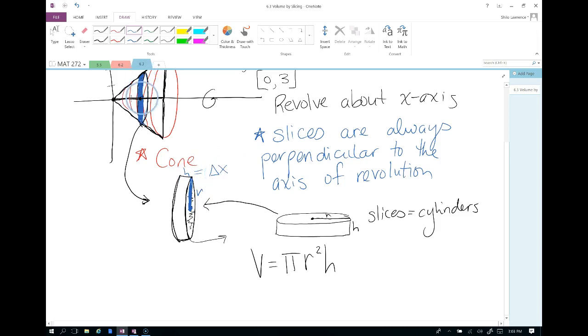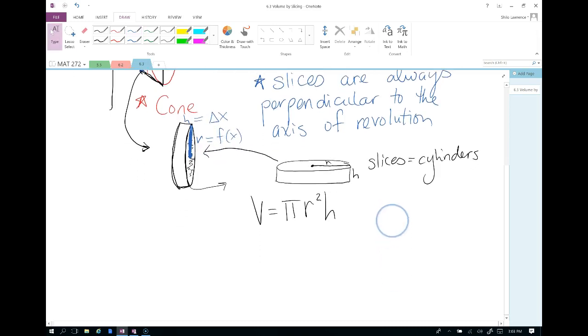And then we said that height, or excuse me, the radius was the axis of revolution out to our function. So really the radius is just the function. So I'm going to go ahead and replace those. Volume is pi times our function squared, and then delta x, some tiny little x distance. We want to make it really, really small so that the variation in our function isn't going to make that much difference in the volume.